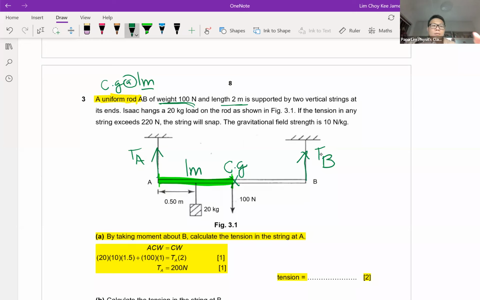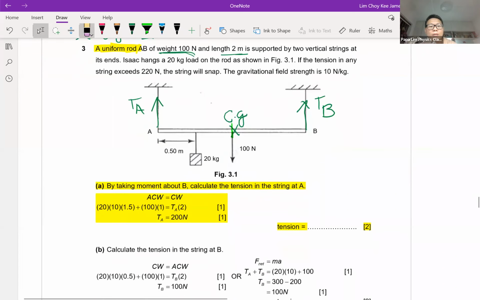Okay, because CG is uniform. So these are the clues that are given to the students. There's a clue given to you, and you have to pick it up. Likewise now, once you're ready, you can start to solve the question by taking moment about B.